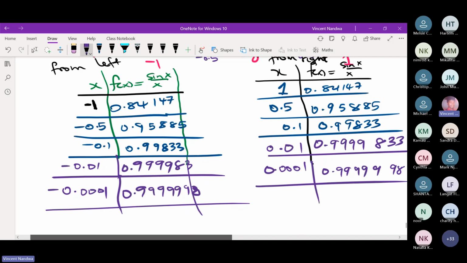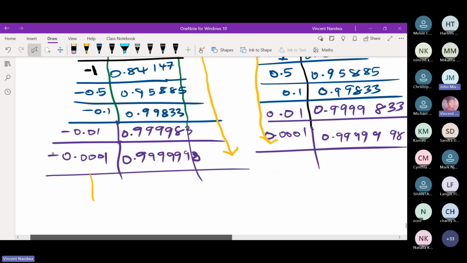So what is the trend? Try to observe how the value of the function is behaving. Remember, all these are leading us to the x value being 0. As x becomes 0, what is the value of f of x? The trend moves from -1 to -0.5 to -0.1. As we move closer and closer to x equals 0, what is the value of f of x?